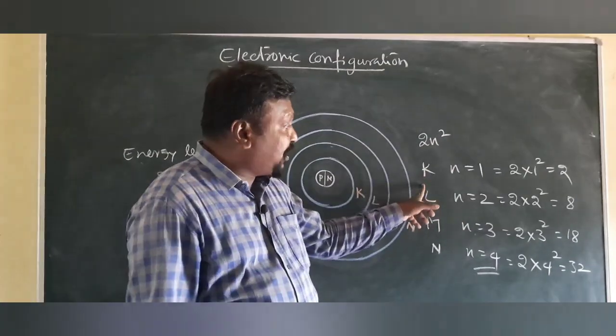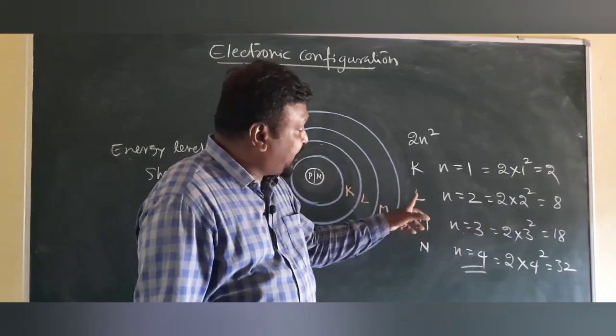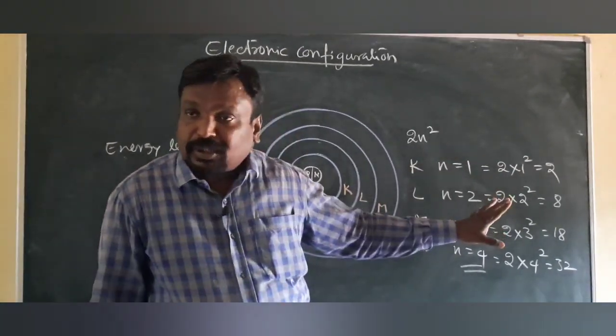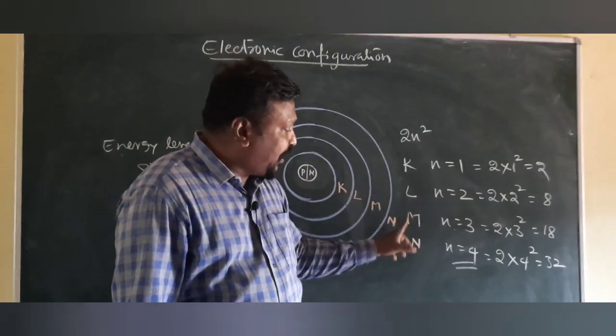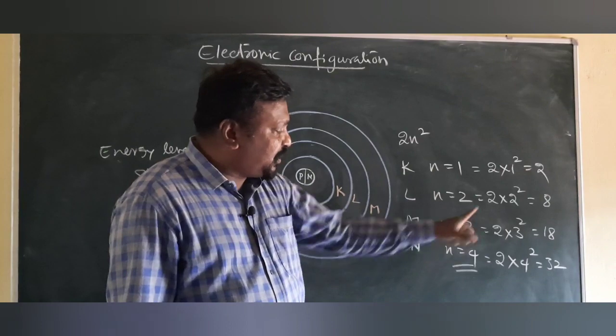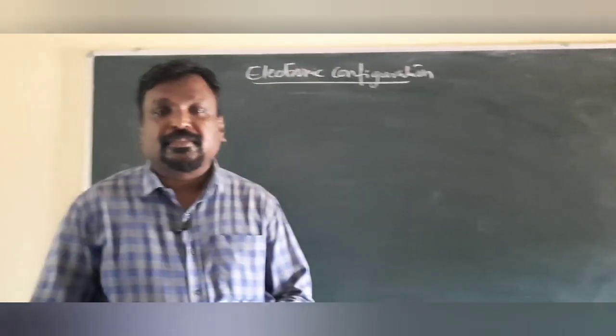If you take K shell, there will be 2 electrons to the maximum, and then if you take L shell, the maximum electrons that can be present in L shell is 8, and then if you take M, the maximum number of electrons is 18, and then if you take N, the maximum number of electrons is 32.